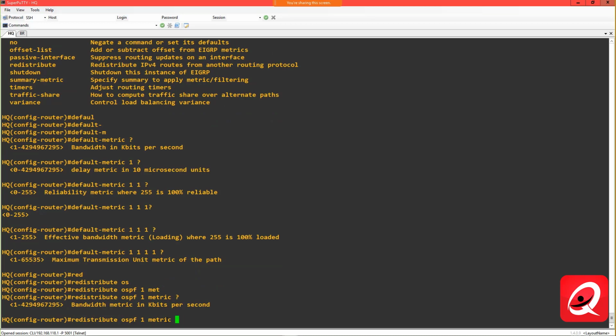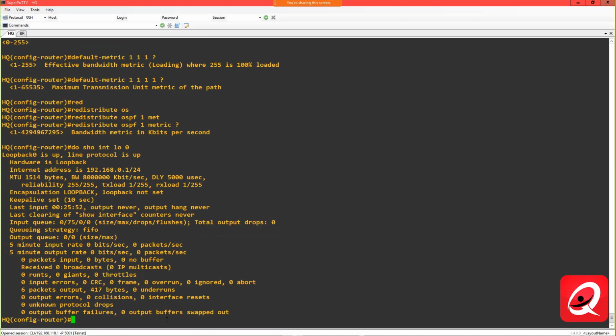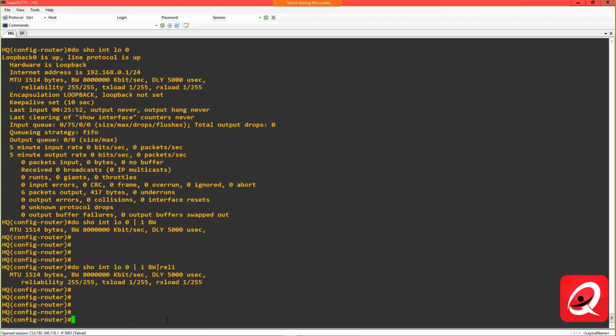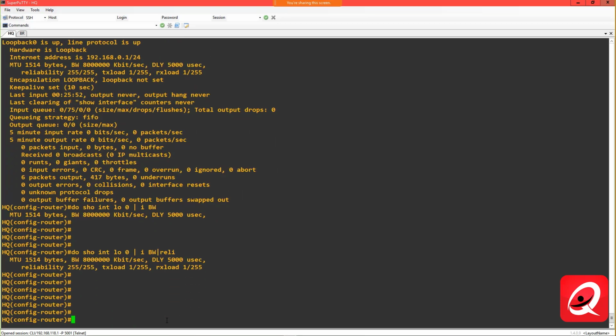So what I would do in this particular case, when I'm injecting the metric, is I would probably base the metric on what's configured on the interface. So if I do a show interface loopback 0, include BW, and reliability, okay, so there are the values that we have for that interface.